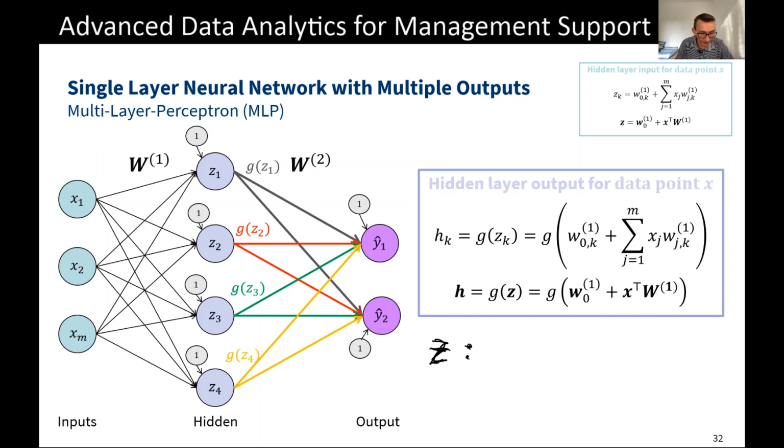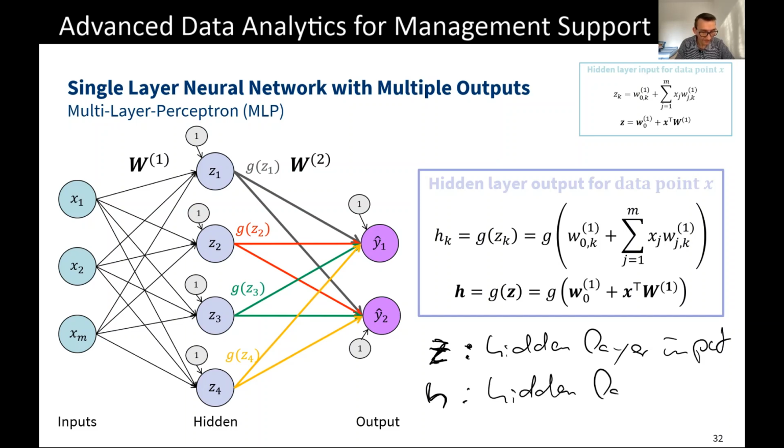which we could call our hidden layer input, and this h then is our hidden layer output. It's very important that we keep these two bits distinguished from one another. It's sometimes also called the activation of the hidden layer for this specific data point.